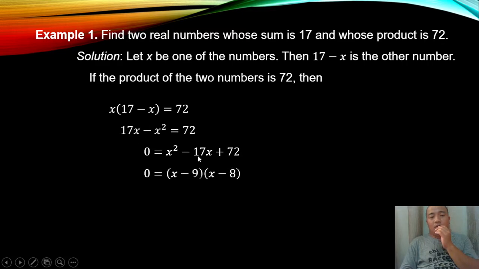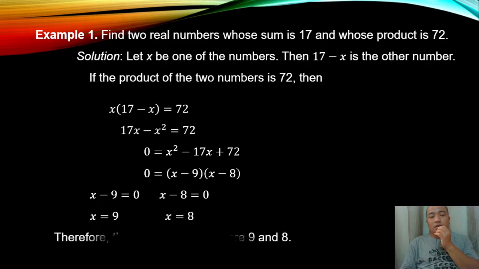And by factoring, what are the factors of 72 whose sum is negative 17? We have negative 9 and negative 8. And then by zero product property, we equate x minus 9 and x minus 8 to 0. Solving for x, we have x equals 9 and x equals 8. So therefore, the two real numbers are 9 and 8. So that is how to solve problem number 1.